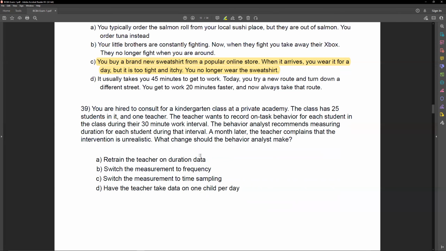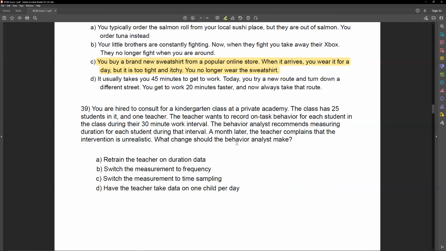All right, a lot going on here. The teacher believes the intervention is unrealistic. There's some sort of change happening. What is the intervention? Well, the analyst wants this teacher to measure duration for every student in the class. She has 25 students. How will she be able to do that? Okay, it's going to be very challenging. So unsurprisingly, the teacher says it's unrealistic.